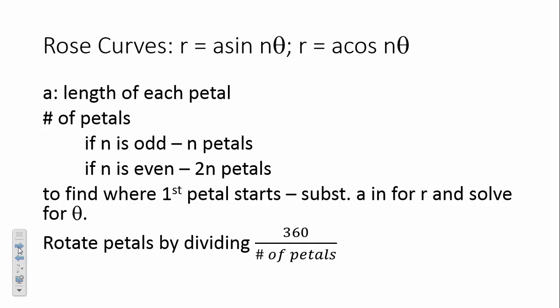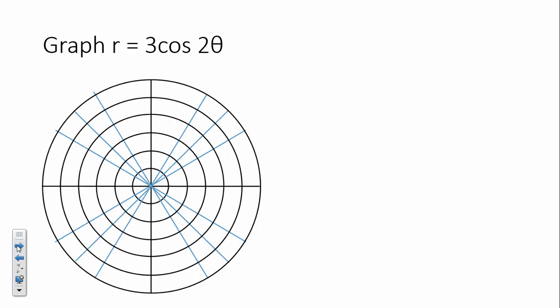All right, so here we go. Our first example is going to ask us to graph r equals 3 cosine 2 theta. Okay, r equals 3 cosine 2 theta. So how long is our petal length? Yep. Okay. What's n? So how many petals? Because we double it. It's even, so we're going to double it. Okay, so 4 petals.